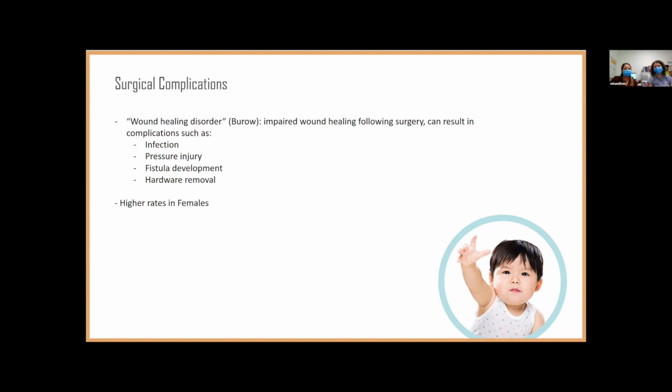If they are incontinent and they get a spinal fusion, you're managing their diapers closely so that the urine and stool doesn't go back onto their incision, because that'll break down the incision, and just keeping them clean and dry in general.